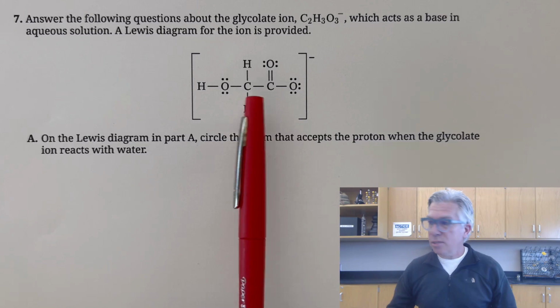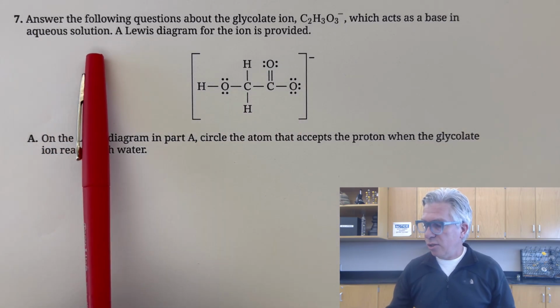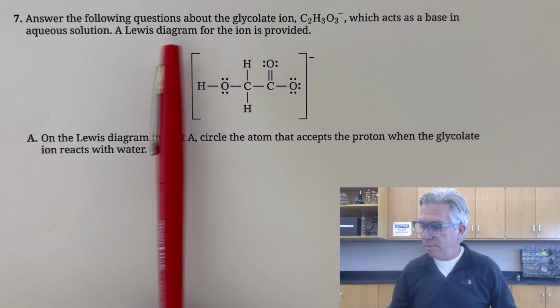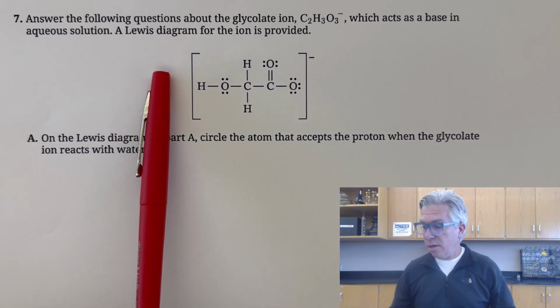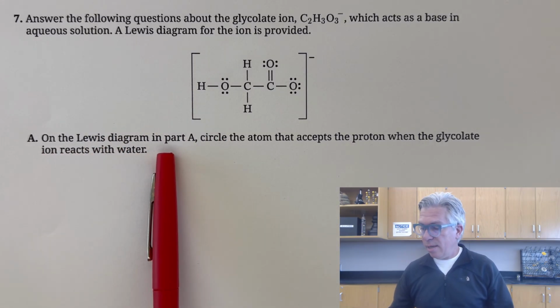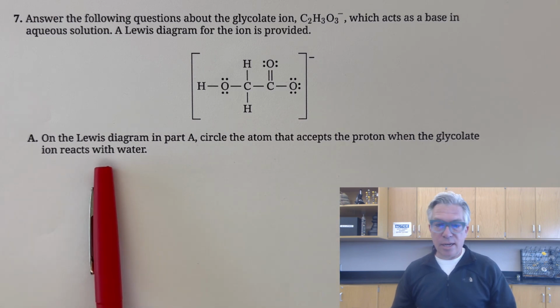Question 7 begins with a Lewis diagram, and it says, answer the following questions about the glycolate ion C2H3O3-, which acts as a base in aqueous solution. A Lewis diagram is provided, and it says, on the Lewis diagram in part A, circle the atom that accepts the proton when the glycolate ion reacts with water.